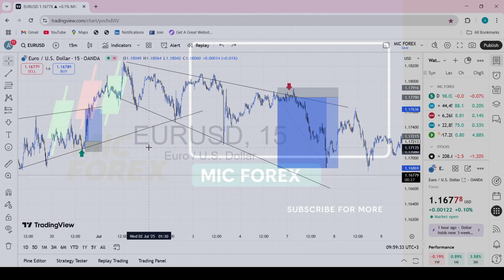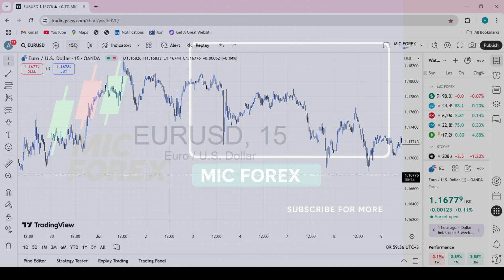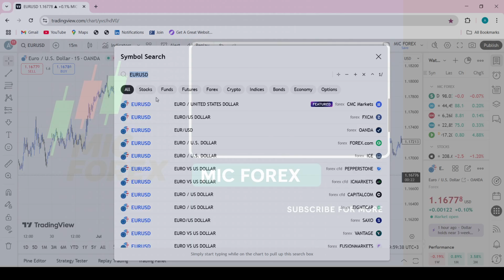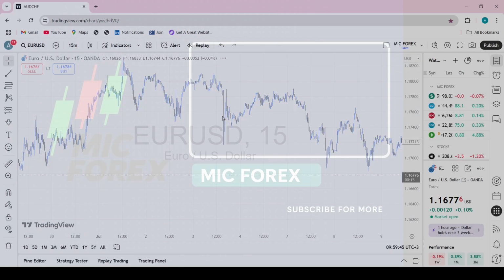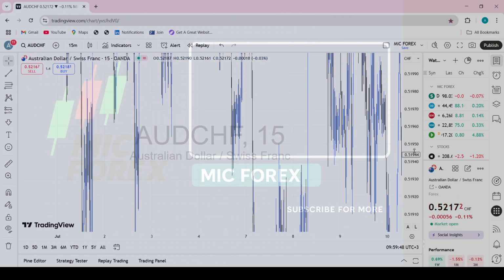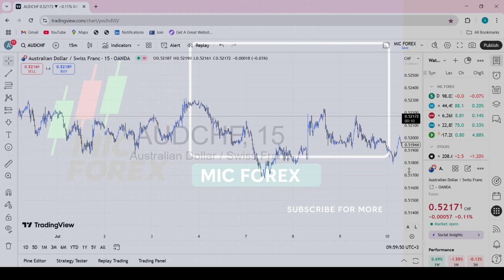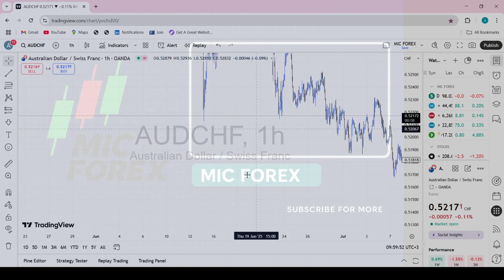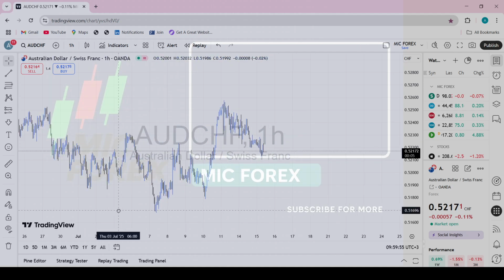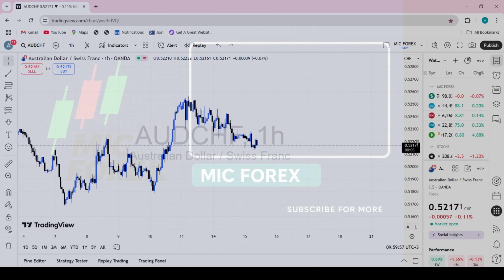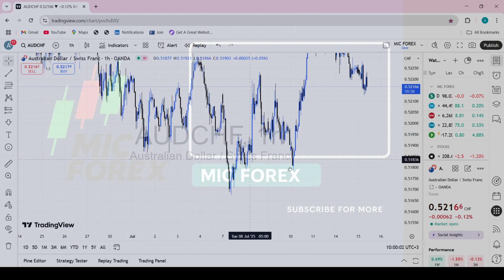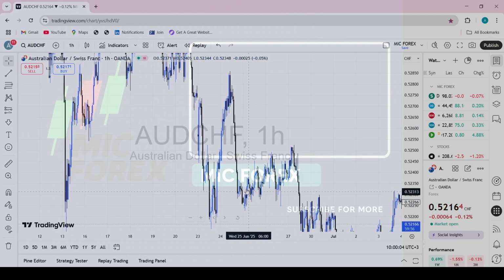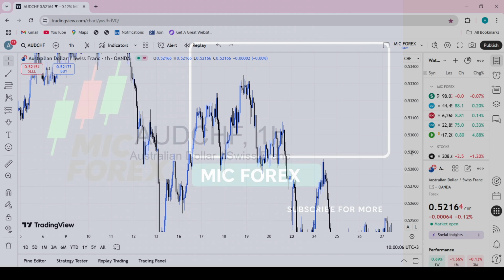Let me look at one more example, and in this case you can go to something else like AUDCHF. Let me just choose randomly so that you guys don't think I'm choosing some and not others. So this is a 1 hour time frame. Let's try to manufacture some entries here.